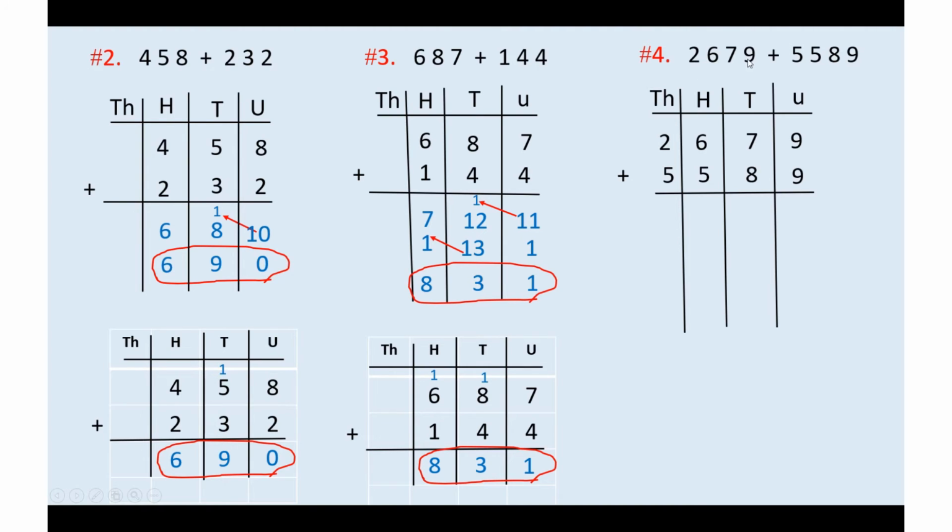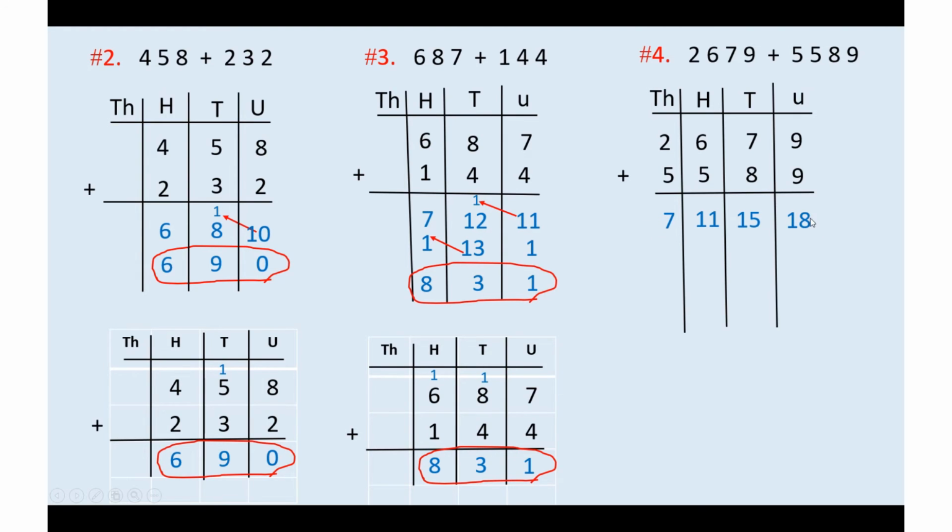This is 2,679 and this is 5,589. So it is up to 1,000. So let us add. 9 plus 9 is 18. Let's just write our 18 for now to examine the logic involved. 7 plus 8 is 15. 6 plus 5 is 11. And 2 plus 5 is 7. This is not how we state our answer.